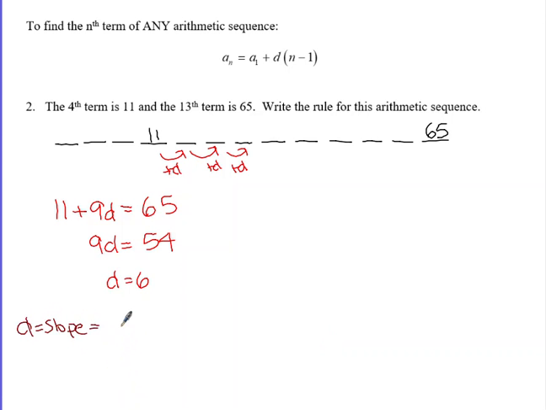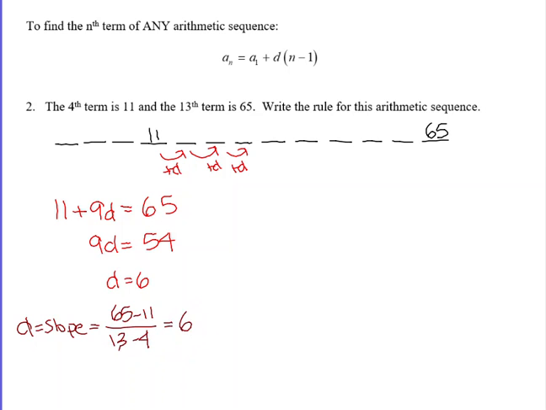So if we think about the slope formula, with the terms being the y and n being the x values, we could have 65 minus 11 over 13 minus 4. And that will also give us 6.